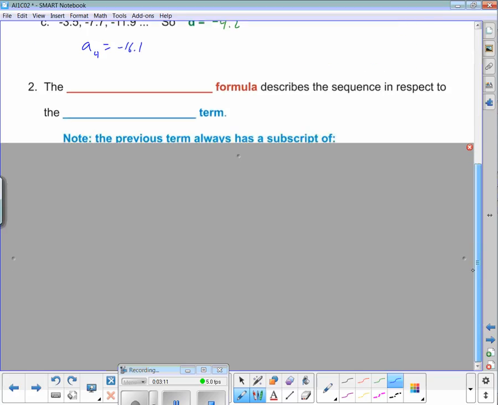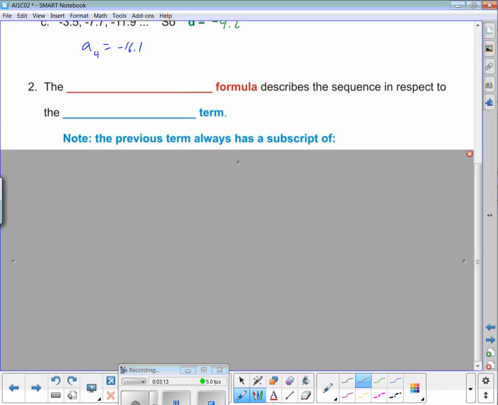Number 2. All right, so you have two different kinds of formulas. Let's first talk about the recursive formula. The recursive formula. And what this formula does is it describes the sequence in respect to the previous term.